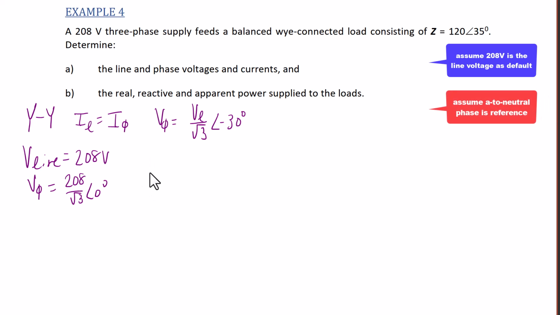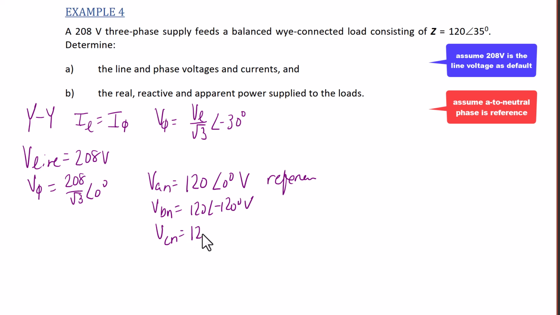And VAN would be equal to 120 with an angle of 0 degrees volts, and that's our reference. VBN would be equal to 120 with an angle of negative 120 degrees in volts, and VCN would be equal to 120 with an angle of positive 120 degrees in volts.